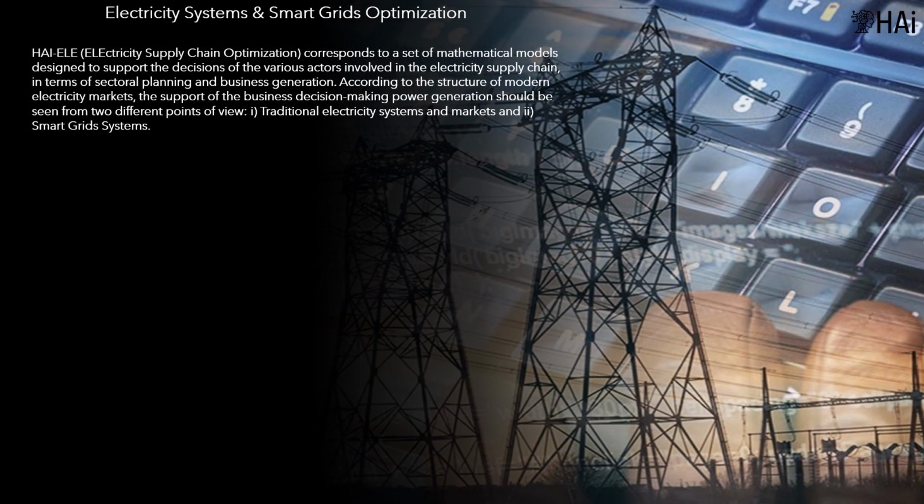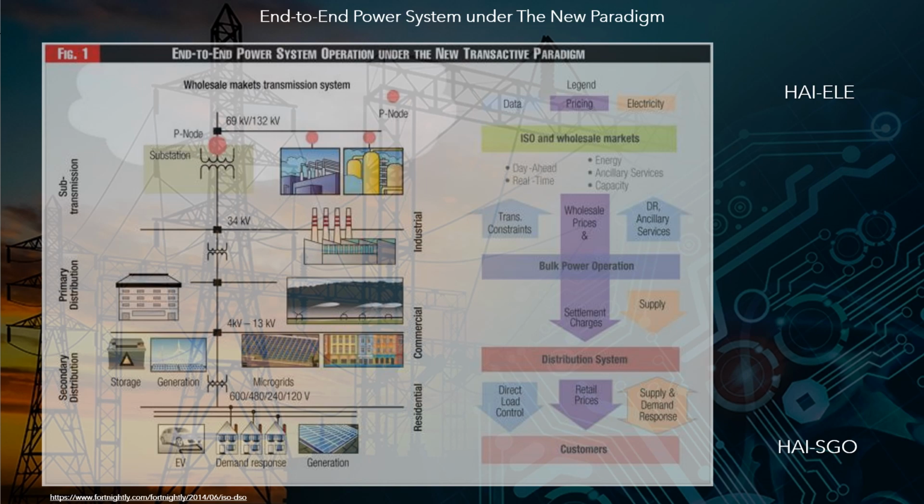HiPower, electricity supply chain optimization, corresponds to a set of mathematical models designed to support the decisions of the various actors involved in the electricity supply chain, in terms of sectoral planning and business generation. According to the structure of modern electricity markets, the support of the business decision-making in power generation should be seen from two different points of view: 1, traditional electricity systems and markets, and 2, smart grid systems. HiPower and HiSGO cover all levels of the electricity systems.